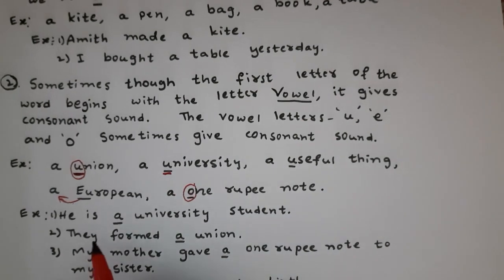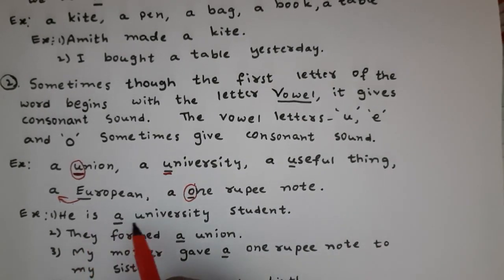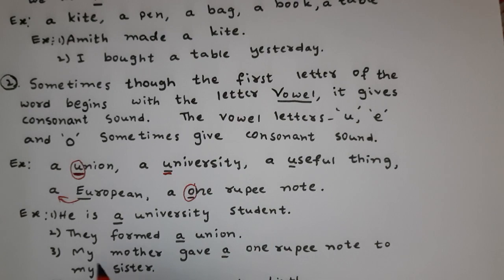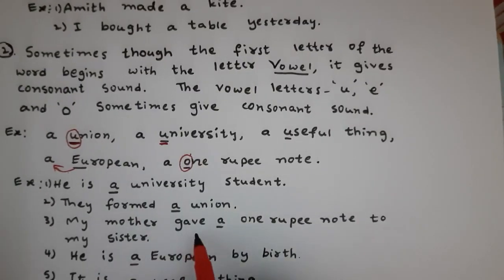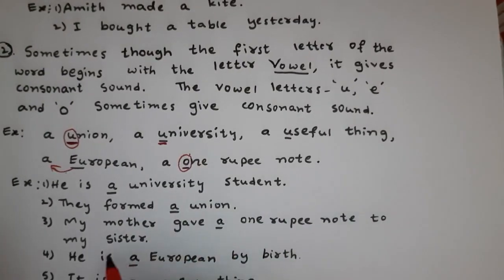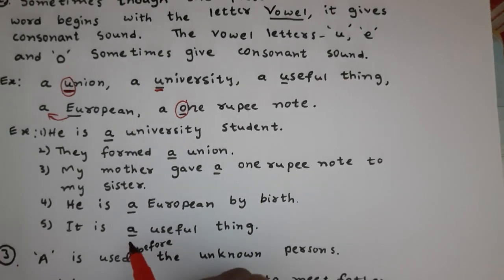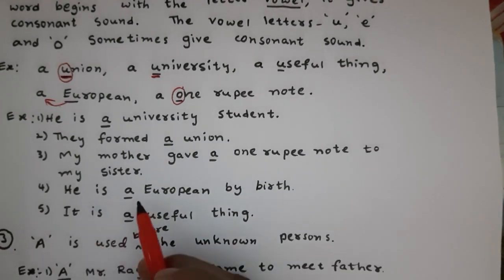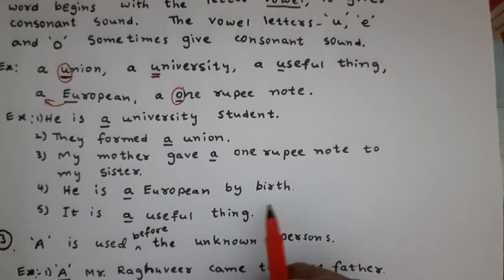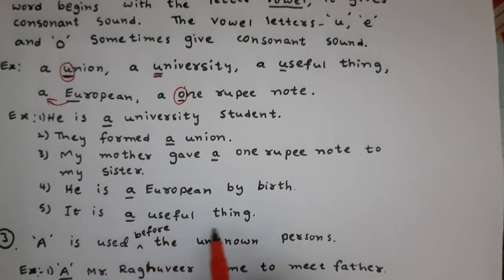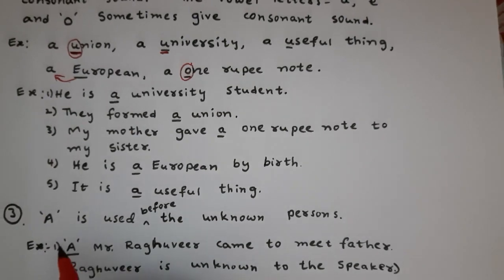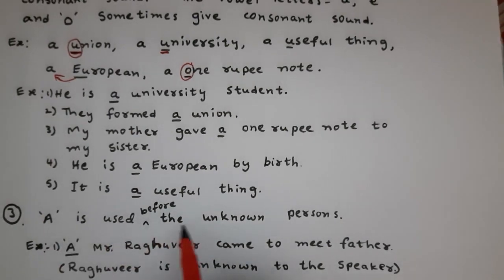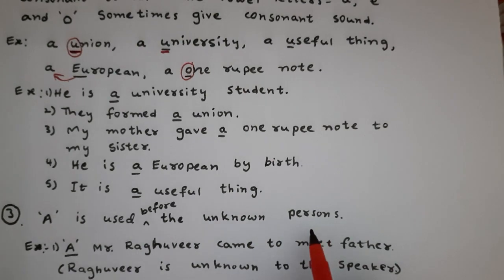And next, for example, he is a university student. Next one, they formed a union. Third one, my mother gave a 1 rupee note to my sister. He is a European by birth. It is a useful thing. Like that it comes.